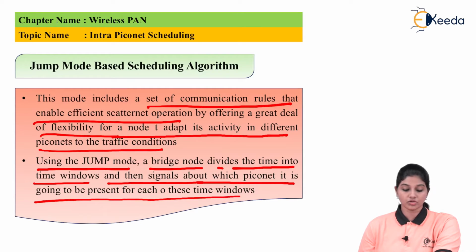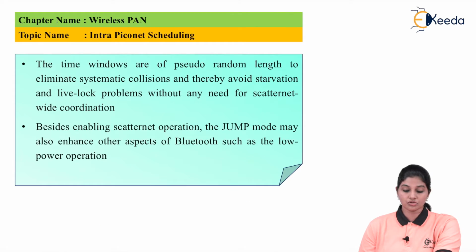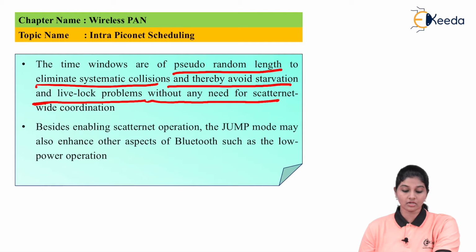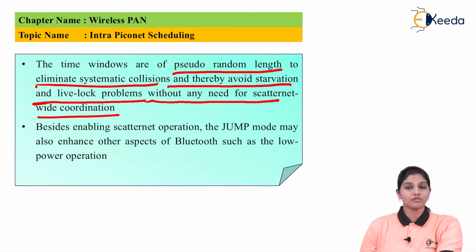So in the jump mode based scheduling algorithm, the bridge node divides the time duration into different time windows, and then the signal is passed for each window. These time windows are of pseudo-random length to eliminate systematic collision and therefore avoid the starvation or livelock problem without the need for scatternet coordination. So a random value of time window is decided, so that it is possible to avoid the starvation and livelock problem, as well as to avoid systematic collision.